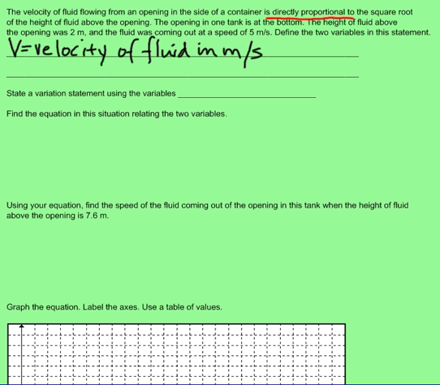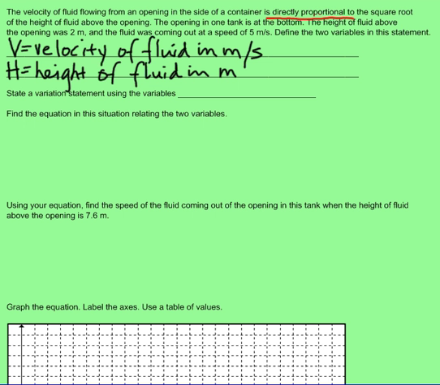The velocity of fluid flowing from an opening in the side of the container is directly proportional to the square root of the height. I'll pick H for height of the fluid, and for units, the opening was at the bottom, and the height of the fluid was 2 meters, so that's in meters.